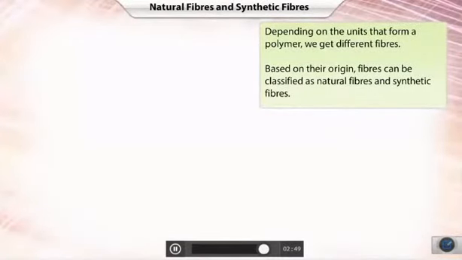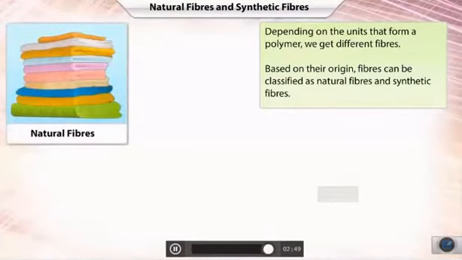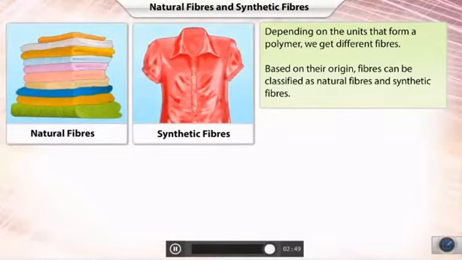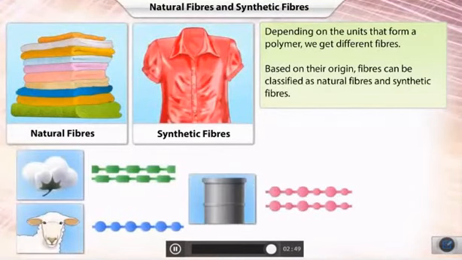Depending on the units that form a polymer, we get different fibers. Based on their origin, fibers can be classified as natural fibers and synthetic fibers. Now you know what makes up all the beautiful clothes around you.